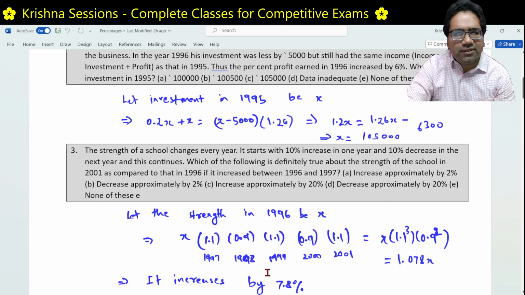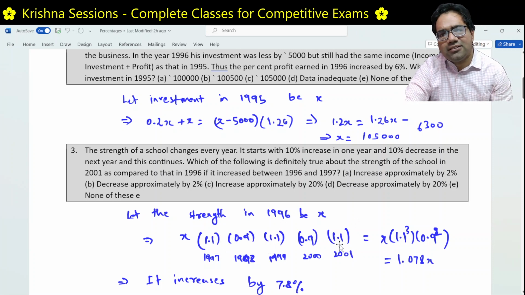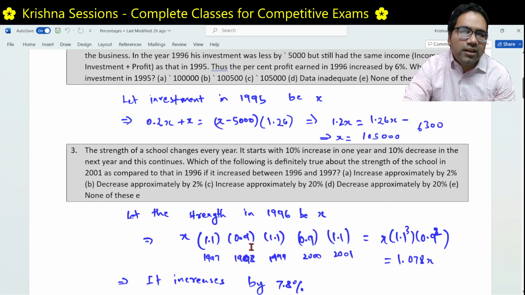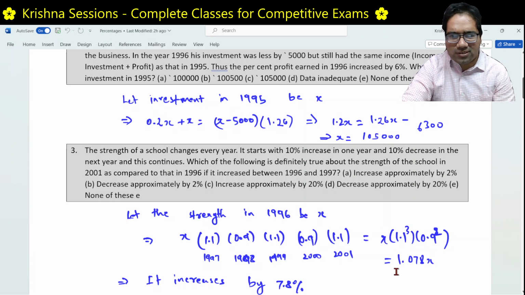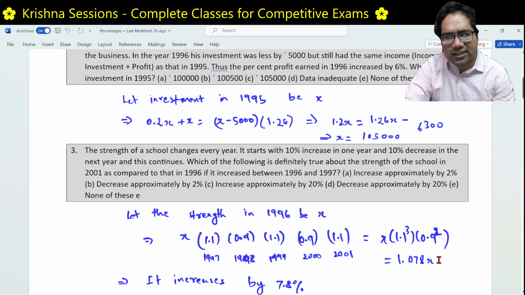So 1997, 1999, 2001, it is increasing. So all 3 years it will be multiplied by 1.1. 1998 and 2000, both years it is decreasing. So they will be multiplied by 0.9 and 0.9. So what is the total strength at the end of 5 years? X into 1.1, 1.1, 1.1, which is 1.1 cube, into 0.9 into 0.9, which is 0.9 square. X into 1.1 cube into 0.9 square, which is equal to 1.078x.